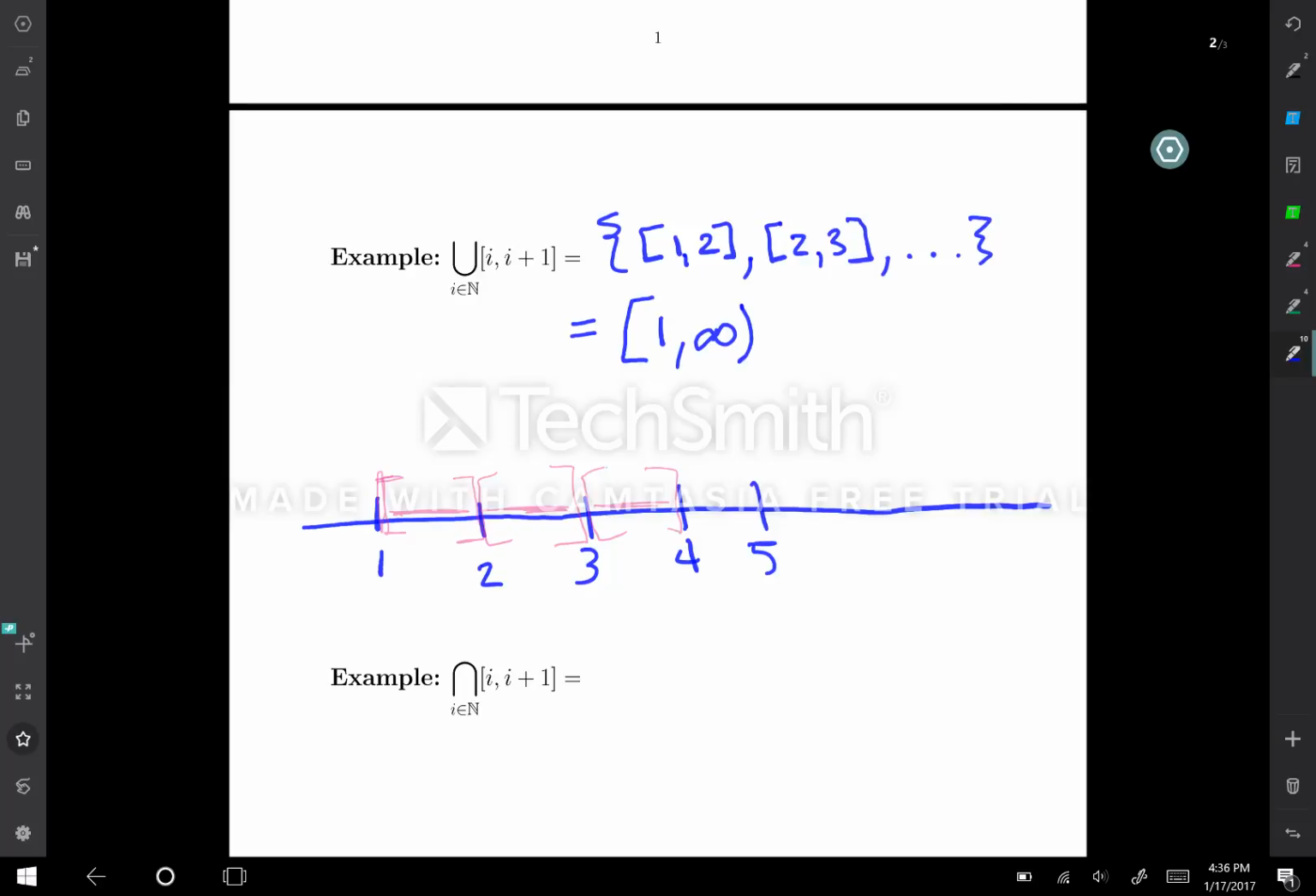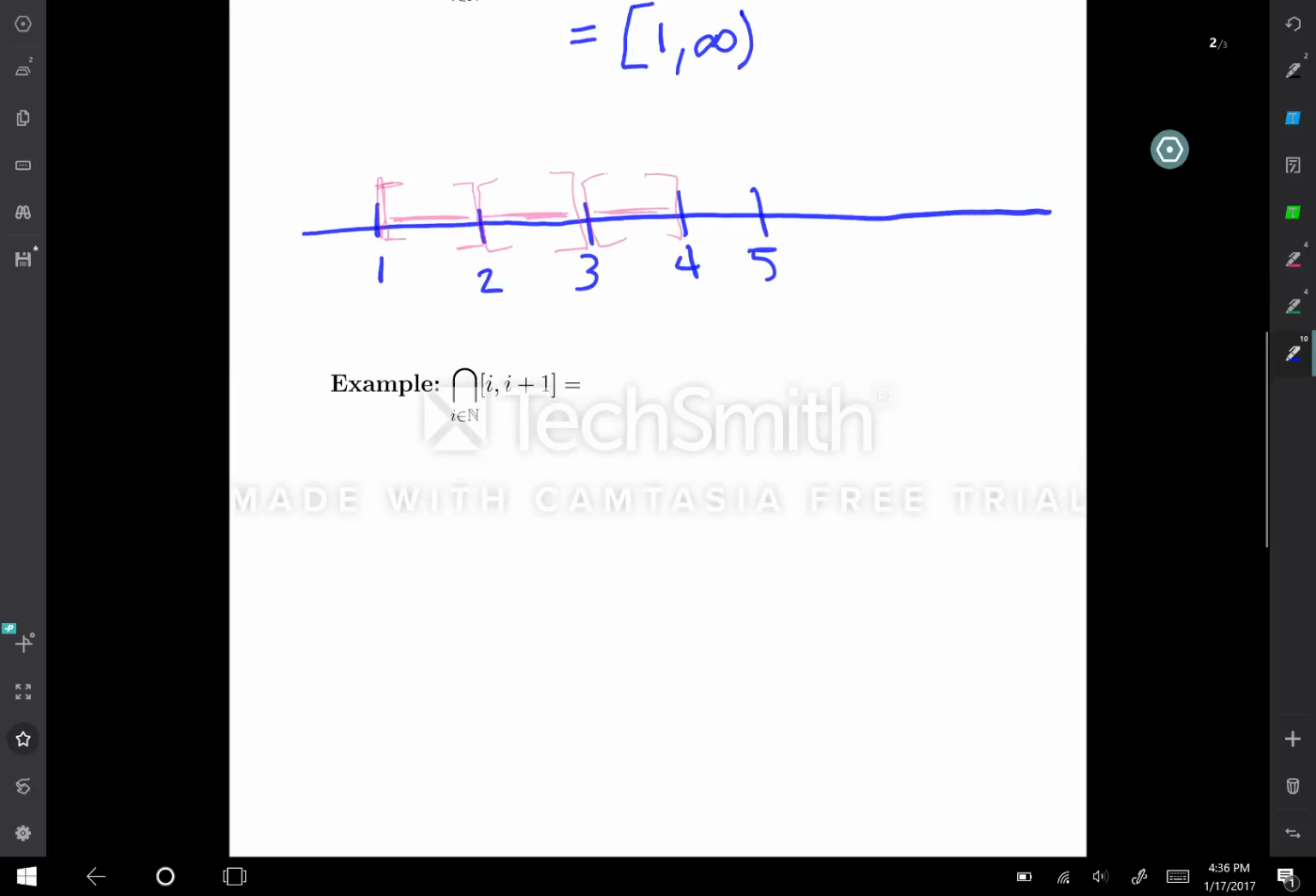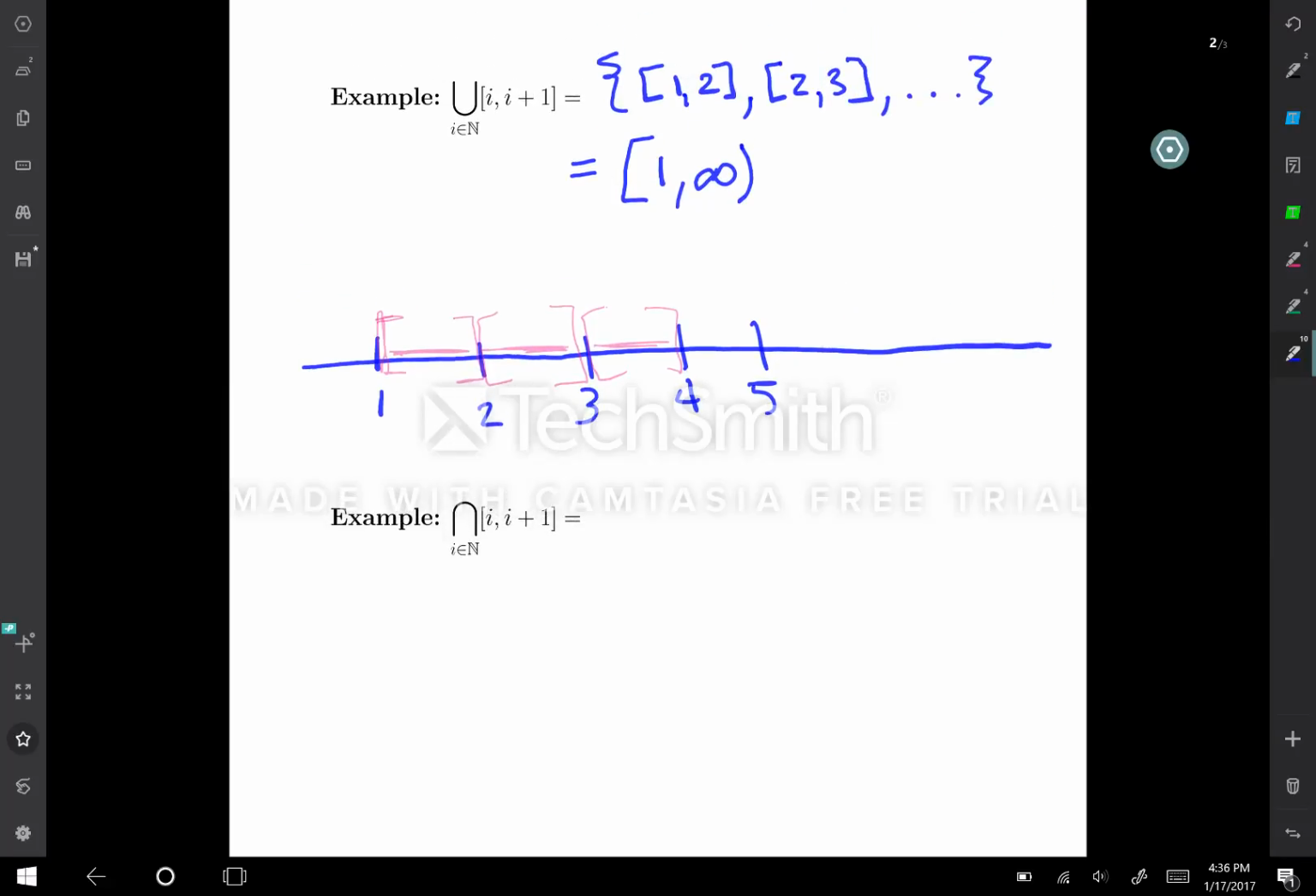Now, what if instead of the union we had considered the intersection? We want all the elements that are in every single set. If we look at the number line above, everything in that first interval from 1 to 2 is not in the next interval from 2 to 3. 2 is included, but once we move on to the next interval beyond that, 3 to 4, nothing from that first interval would be included. So, is there any number that would be in every single set? There is not. So the intersection of those same sets is the empty set.